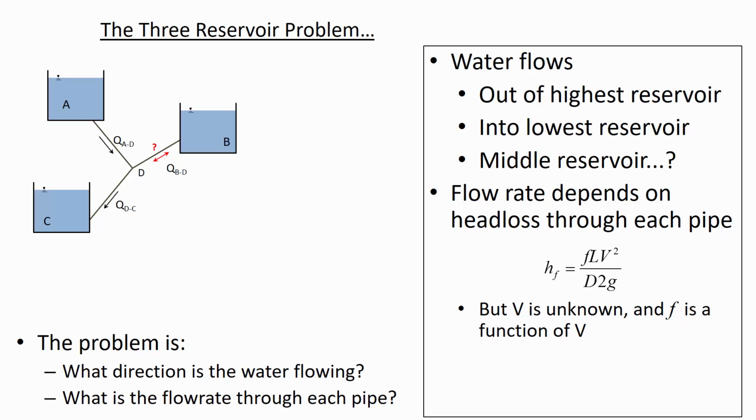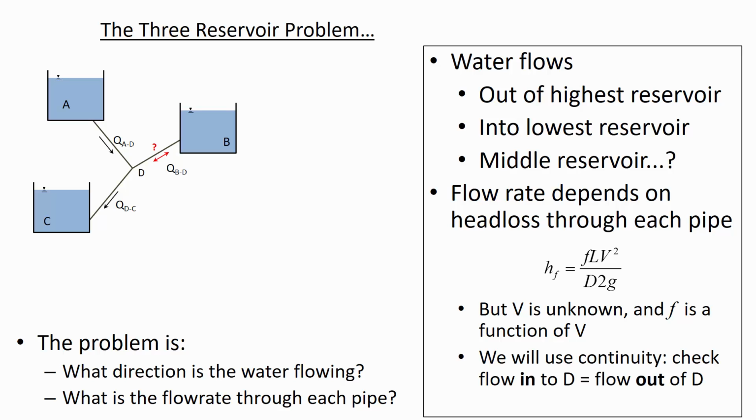So strangely, the H sub F, the left-hand side of this equation, we know because of the given elevations of the water. But what we don't know in the Darcy-Weisbach formula, in the three reservoirs problem, is velocity or F. So that's one equation, two unknowns, which normally gets us in a tough spot. But we'll start with a guess and improve on that guess through the iteration.